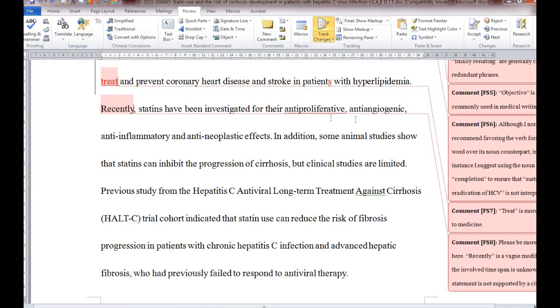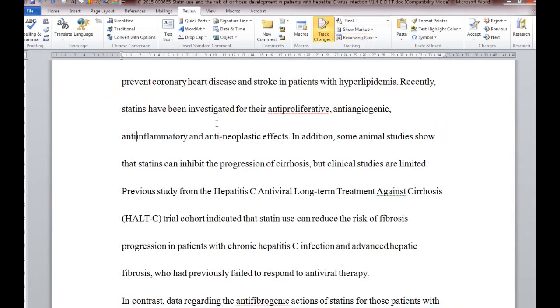Okay, statins have been investigated for their anti-proliferative, anti-angiogenic, anti-inflammatory. I see some inconsistency here. Got anti-neoplastic. Inconsistency is a common obstacle we see in editing. We want to make sure that usage is consistent. Okay. The author has not used a hyphen for anti-proliferative. Anti is a prefix. It is not a standalone word.